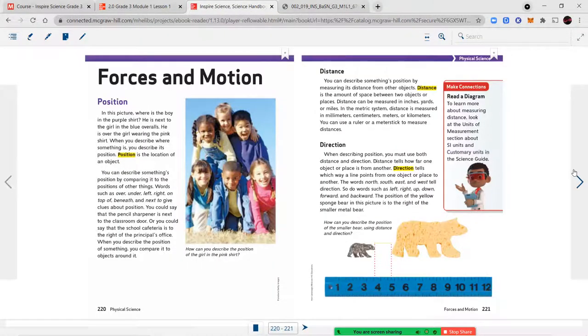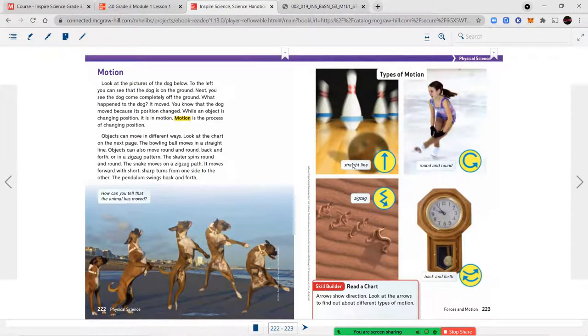So we're going to go ahead and flip the page and we're going to read the section about motion. Look at the pictures of the dog below. To the left, you can see the dog is on the ground. Next, you see the dog come completely off the ground. What happened to the dog? It moved. You know that the dog moved because the position changed. While an object is changing position, it is in motion. Motion is the process of changing position. Objects can move in different ways.